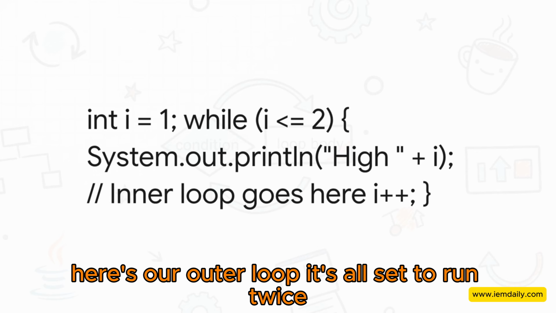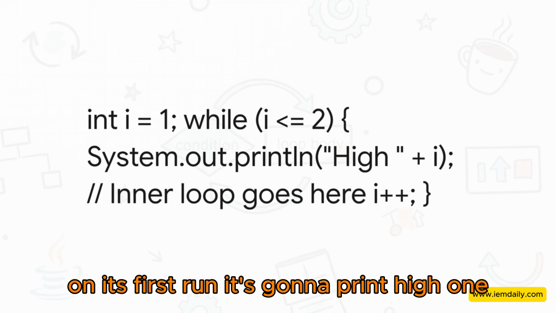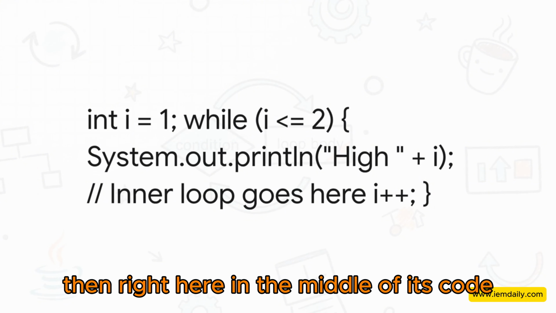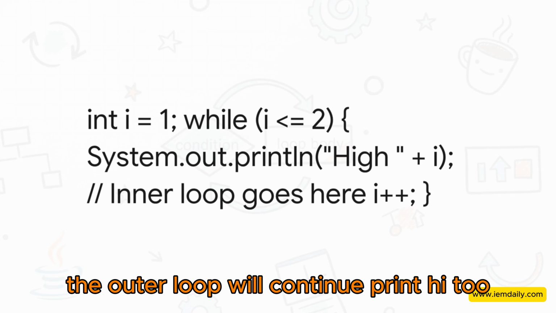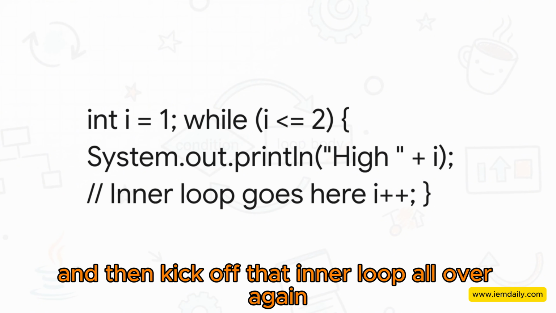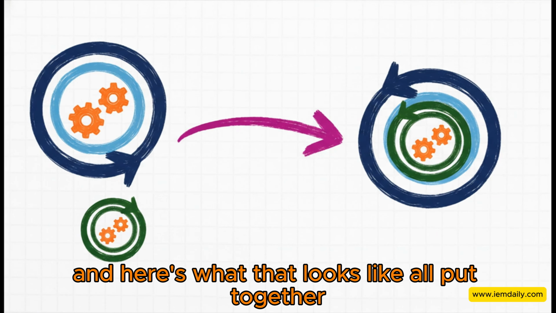Here's our outer loop. It's all set to run twice. On its first run, it's going to print hi 1. Then, right here in the middle of its code, we're going to drop in our inner loop. After that inner loop does its thing, the outer loop will continue, print hi 2, and then kick off that inner loop all over again. And here's what that looks like all put together.